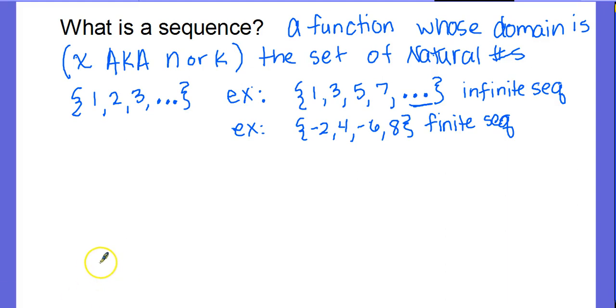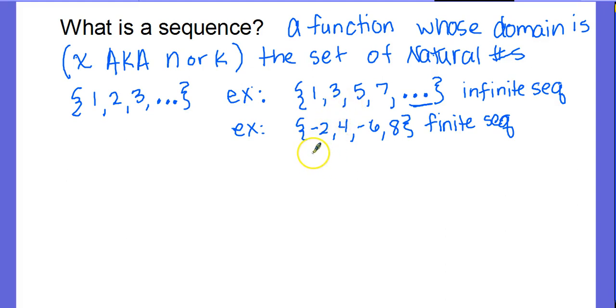So I wonder if anybody's questioning my second list, my finite sequence. Because I told you it's a function whose domain is a set of natural numbers 1, 2, 3, etc. But my list has negatives and positives. Is anybody questioning that? Okay.